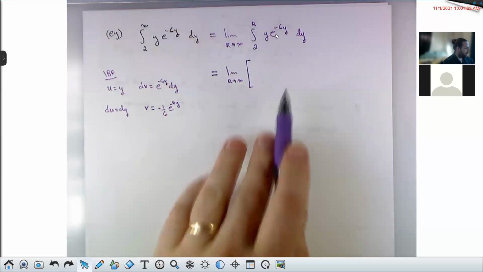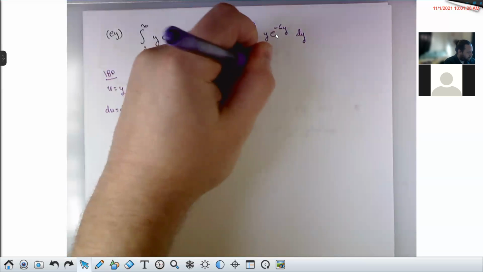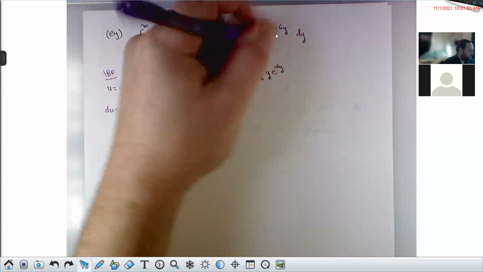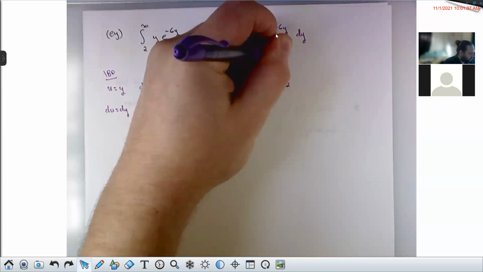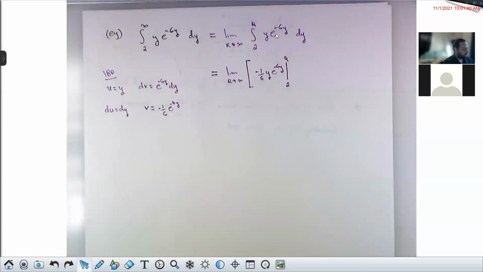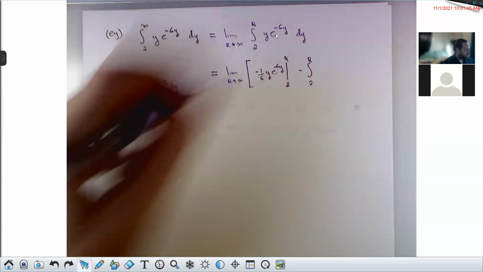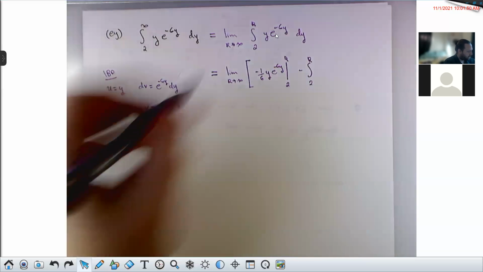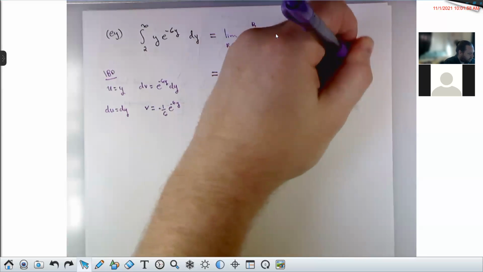So what goes in my big bracket over here is u times v. I'll write the constant out front. This is negative 1/6, and then y e to the negative 6y, evaluated from 2 to r, minus the integral from 2 to r of v times du, which is negative 1/6 e to the negative 6y dy.